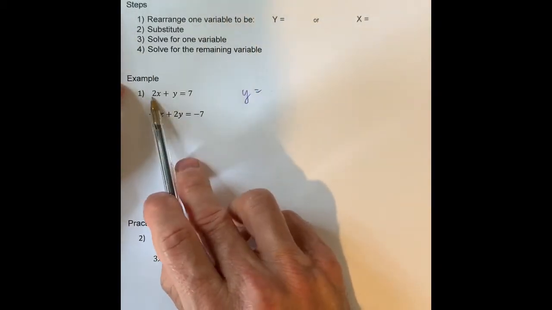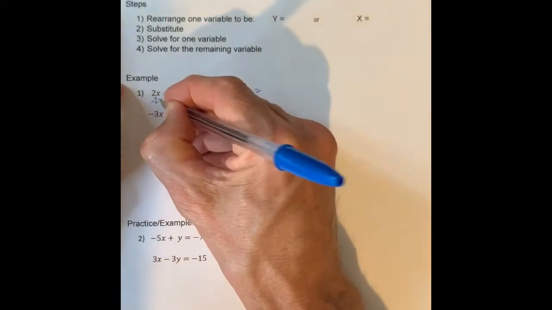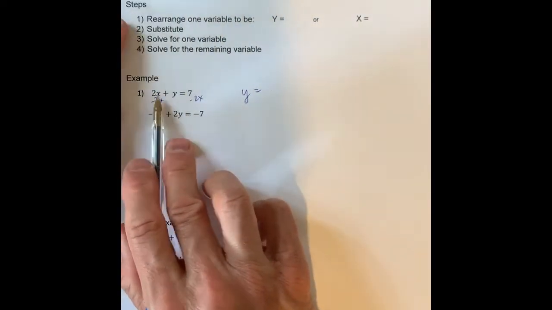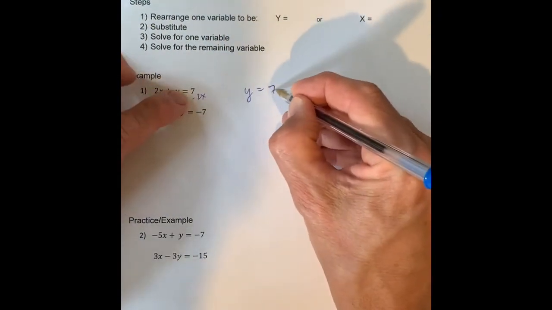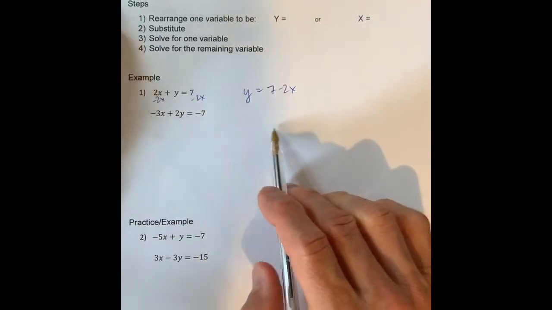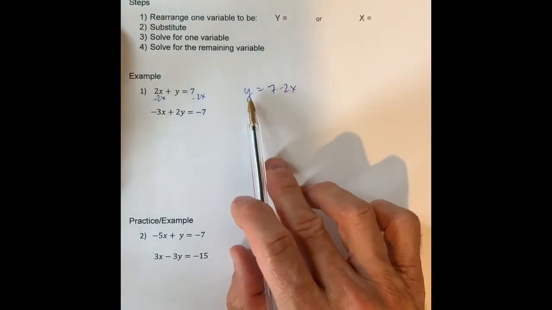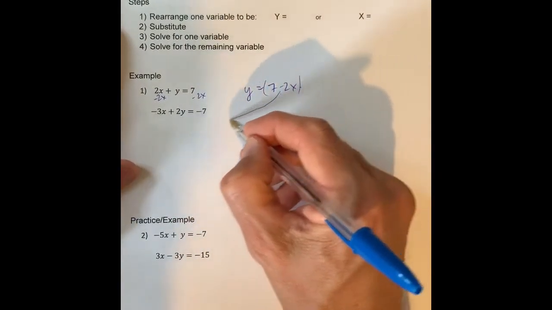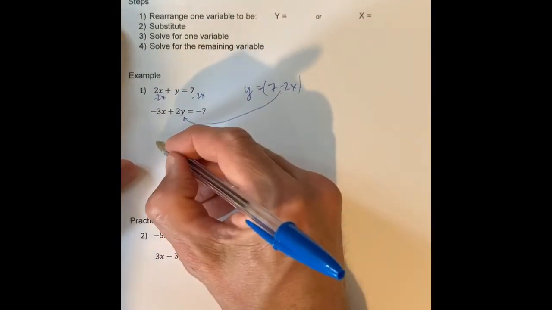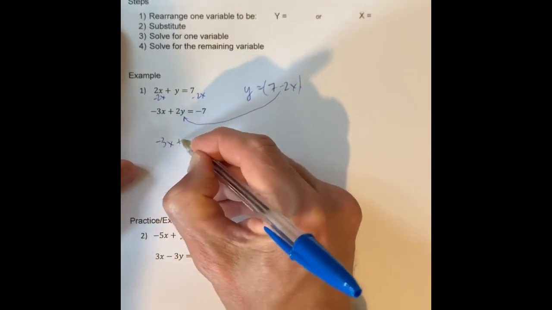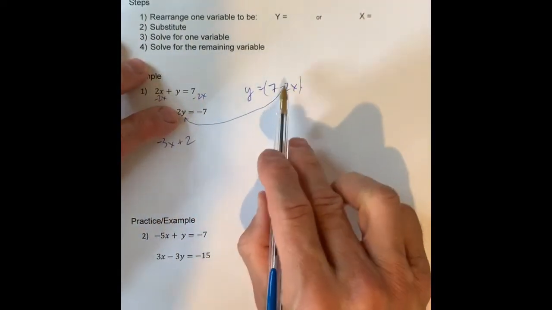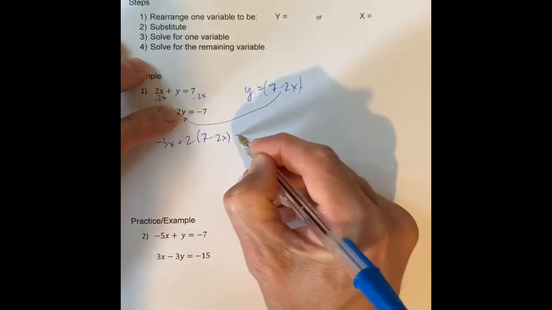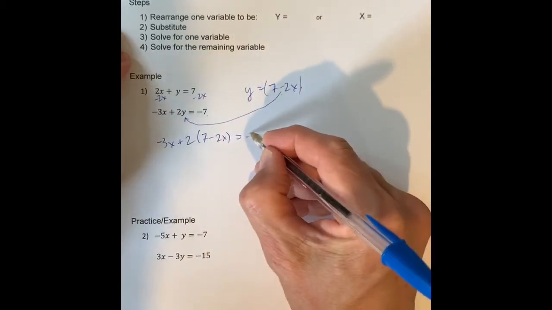Well, to get rid of the 2x, I'm going to go minus 2x, minus 2x. That means on the left-hand side, it's gone, and the right-hand side, it's 7 minus 2x. So if we now pause, we have made y equal to one whole thing. We're going to take that and put that into the second equation. So we've got minus 3x plus 2, and now instead of y, we're going to punch this in. 7 minus 2x equals, and keep us on the right-hand side, minus 7.